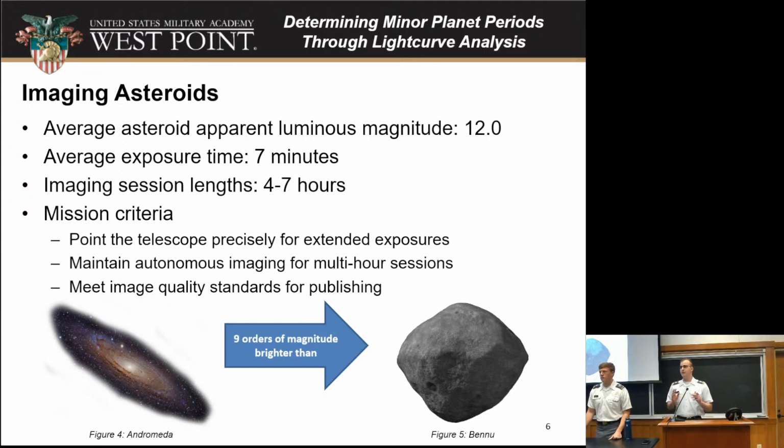Now, because they're so dim, the objects that we're looking at, we need to have very long exposure times in order to actually pick up on them. Basically, the camera continuously looking at the asteroid without the asteroid moving in frame for a long period of time. We usually found that's between 5 and 8 minutes, depending on the night.